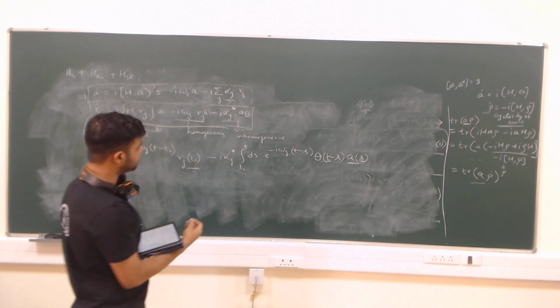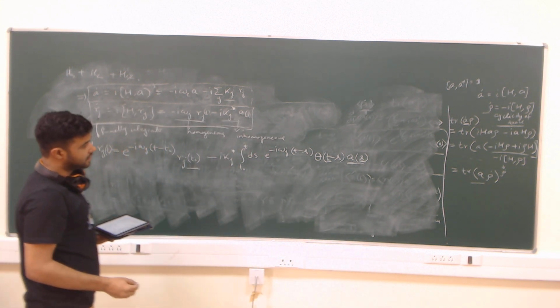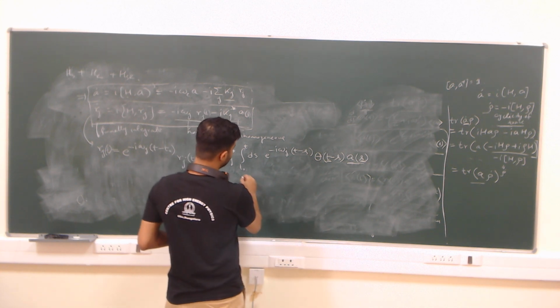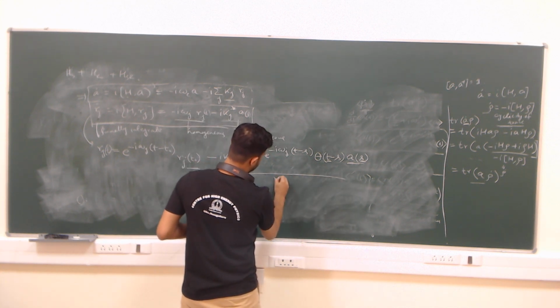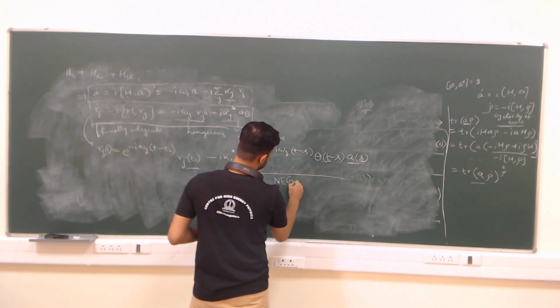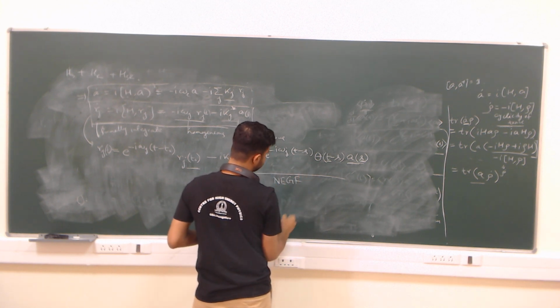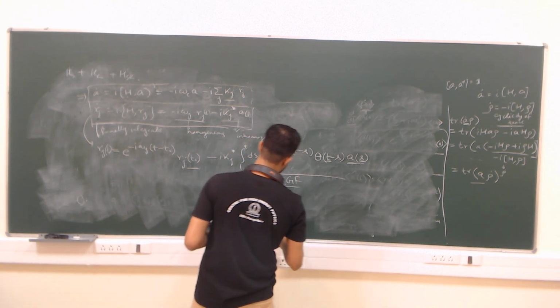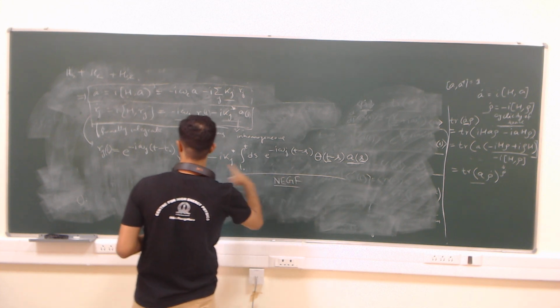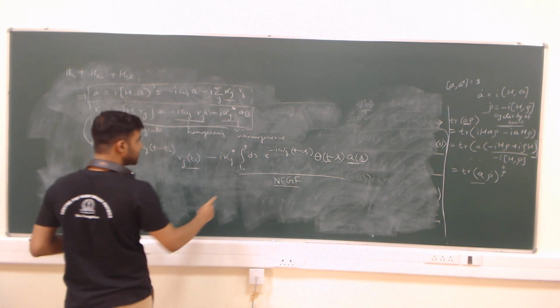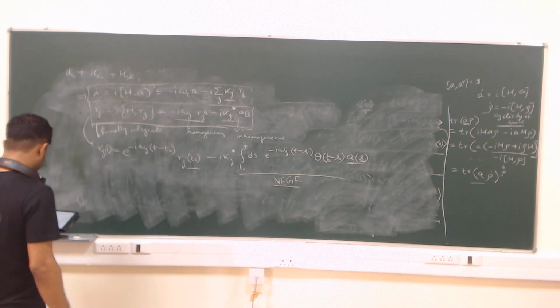Another way of motivating this part is that you can think of this as coming from a non-equilibrium Green's function. There's another way of deriving the same thing, which is through the non-equilibrium Green's function. And basically, if you derive that for different kinds of Hamiltonians for systems, you'll again find the same expression.